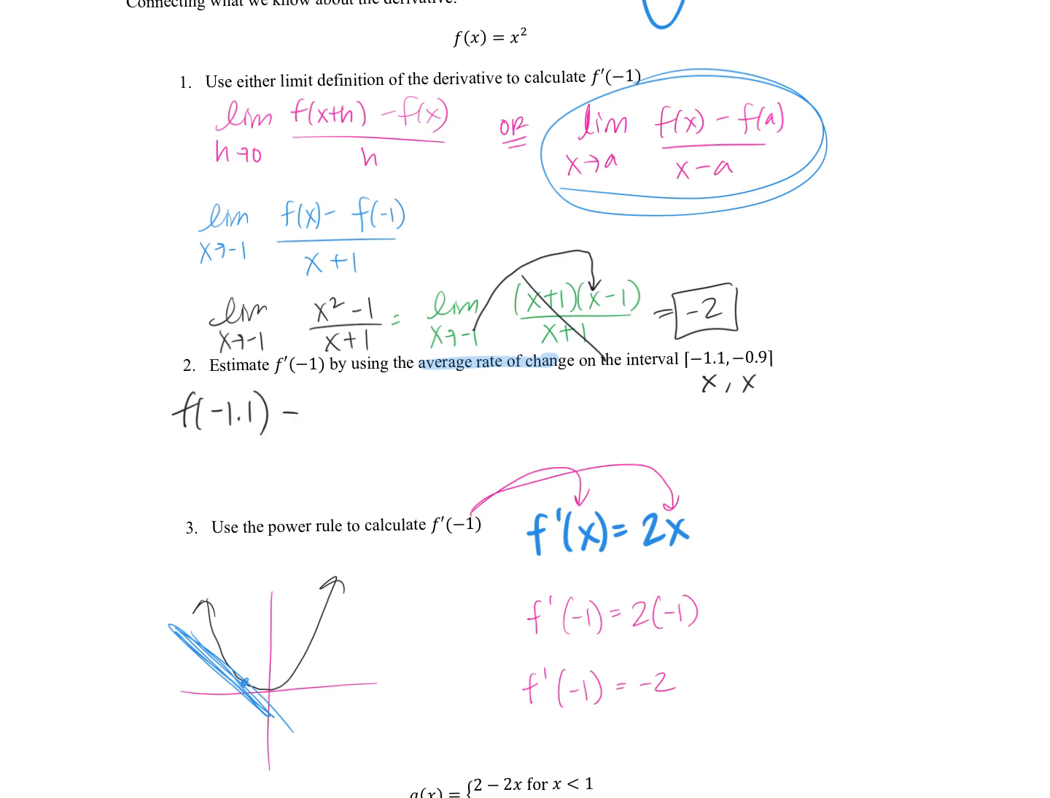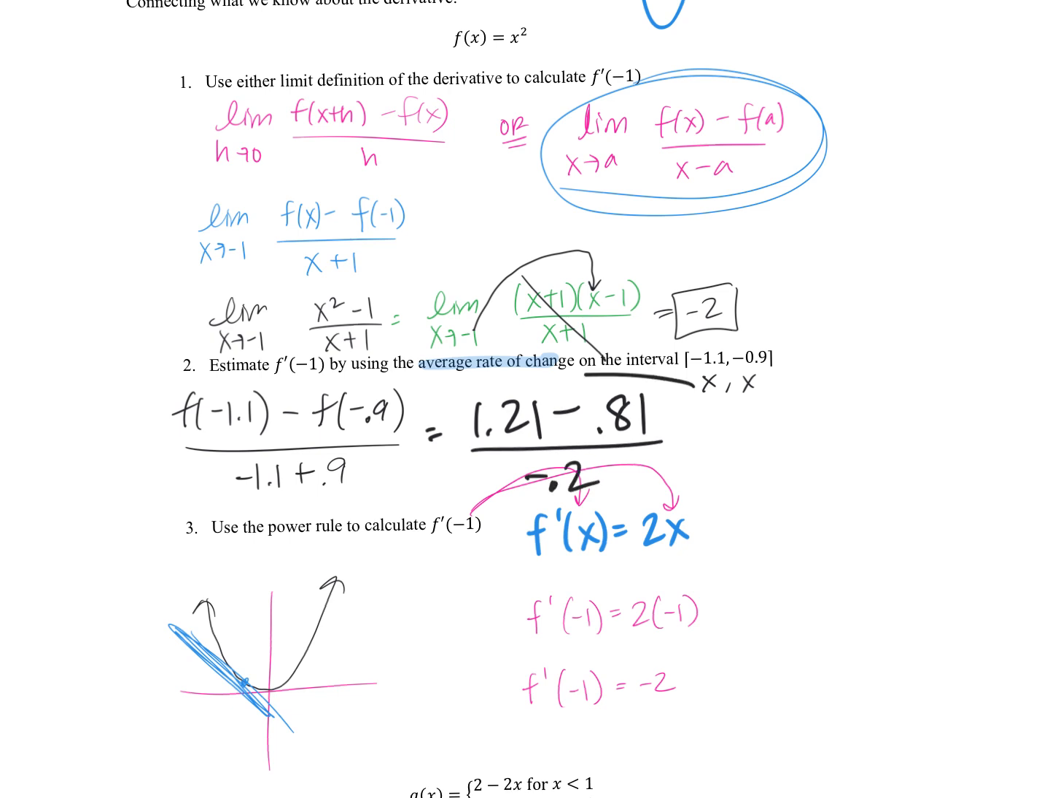Minus, how am I going to get my other y? Yes, all over. You just did change in y over change in x. -1.1 minus -0.9. Minus 0.81 over -1.1 plus 0.9. That's a problem. -0.2. Could we end there? Yeah, but Bob's definitely going to end there. I love you, Bob. So we know that we would get 1.21 minus 0.81 over -0.2.